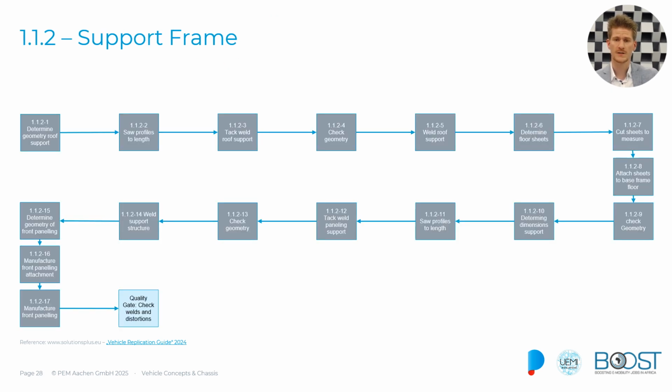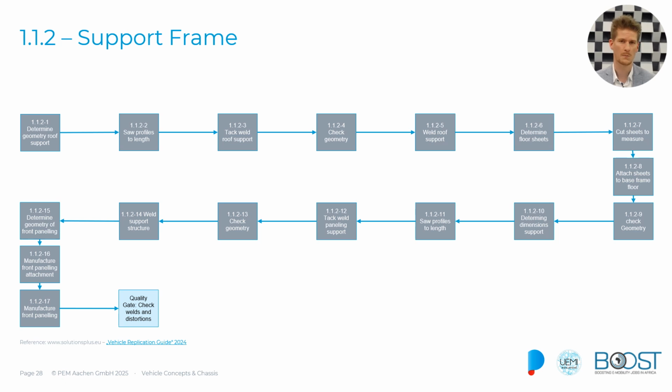The support frame has the following process that we see here. So we start with determining the geometry of the roof supports. We will then saw them to length, tack weld them, and check the geometry. Once this has been done, we weld them fully to the base frame. Then we will see what we need in order to determine the floor sheets. Once this has been done, we will cut them to measure and attach the sheets to the base frame.